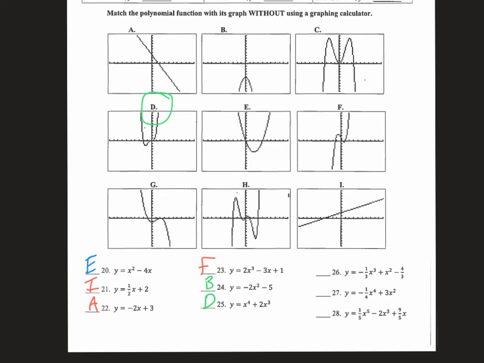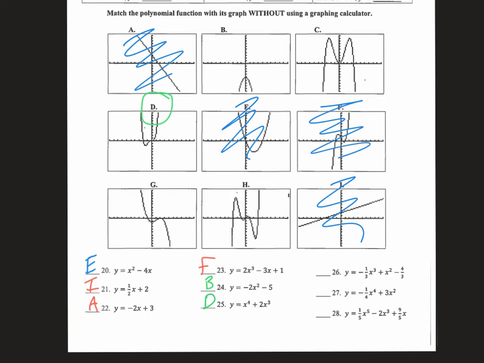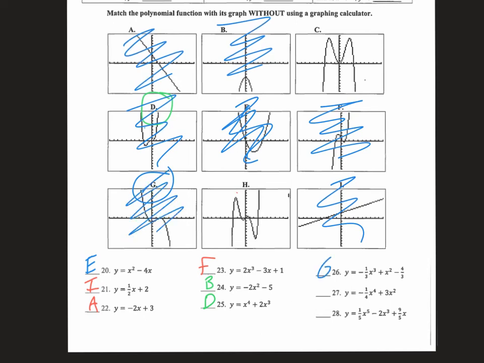Negative 1/3 x to the 3rd. So odd degree. Let me mark out the ones we've already done. So that one's done. I is done. A is done. F is done. B is done. And D is done. Okay. So the only ones left. Negative 1/3 x cubed. The degree is odd. The leading coefficient is negative. So this one can actually only be one of them. G is the only one that matches that.